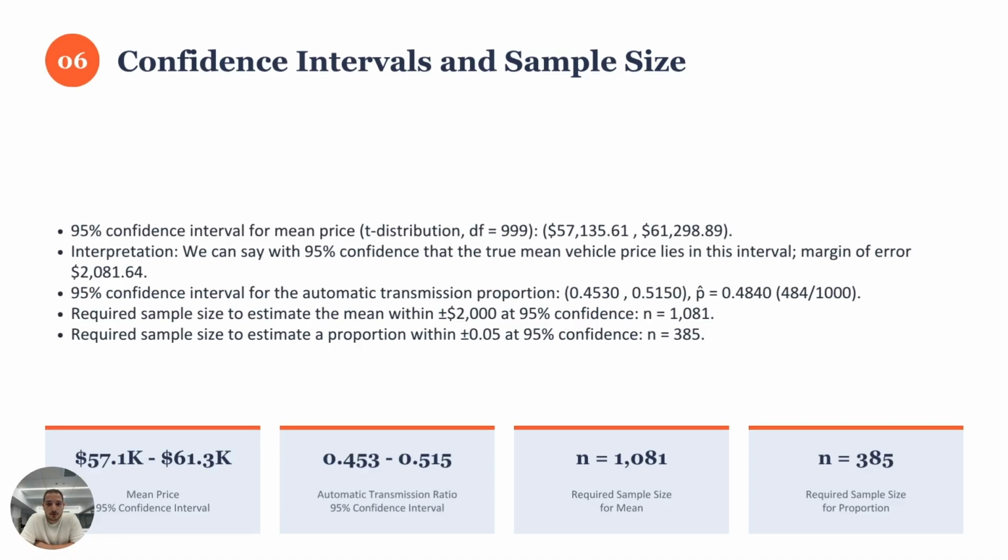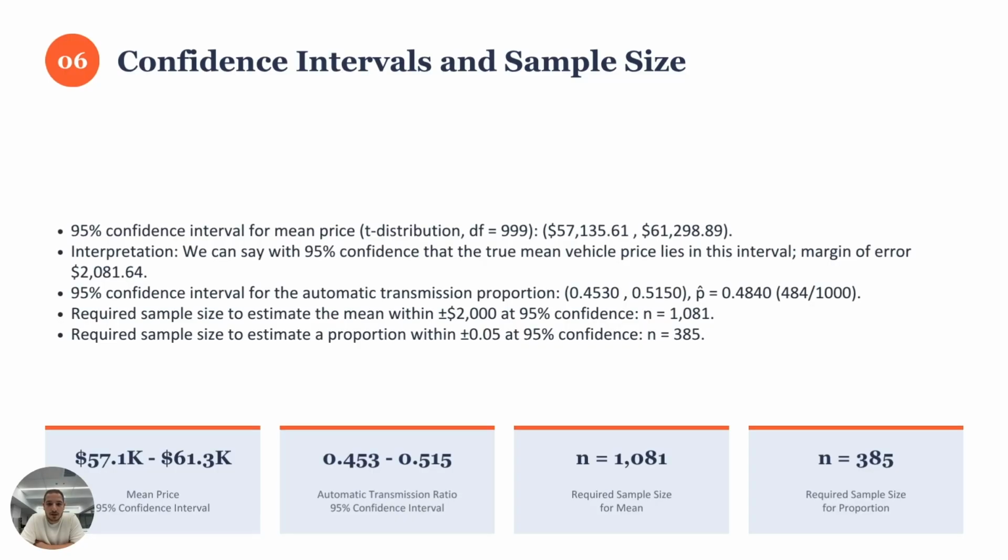Using the t-distribution, the 95% confidence interval for the mean price is $57,135 to $61,298, with a margin of error of about $2,082. For the automatic transmission ratio, the 95% confidence interval is about 45.3% to 51.5%, with a point estimate of 48.4%.